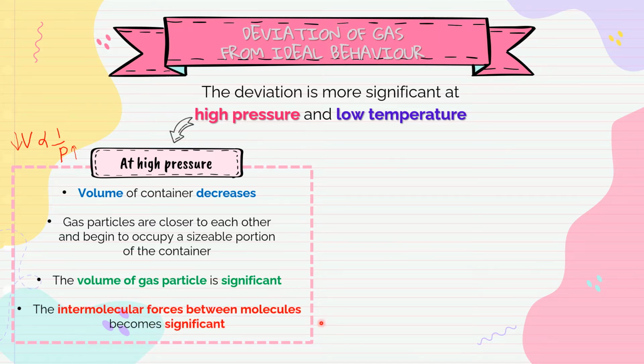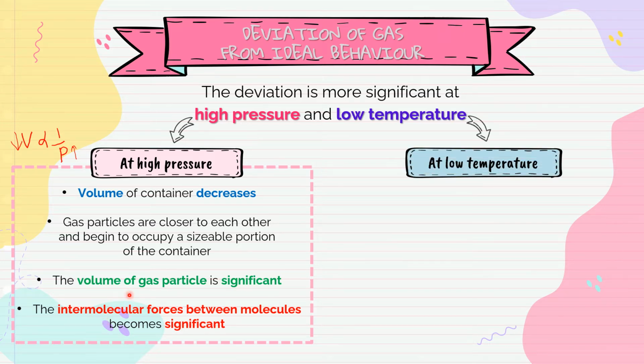What happens? So the intermolecular forces between the molecules will become more significant. So itu yang berlaku pada high temperature. Kita akan tengok pada volume, kita akan tengok pada intermolecular forces. Okay, ni yang pertama. Yang kedua, at low temperature. Apa yang berlaku pada low temperature?